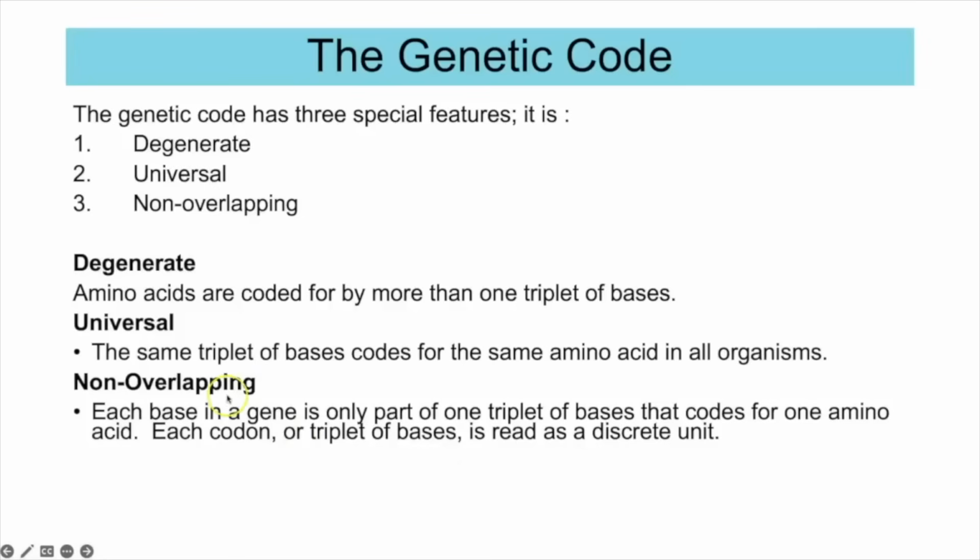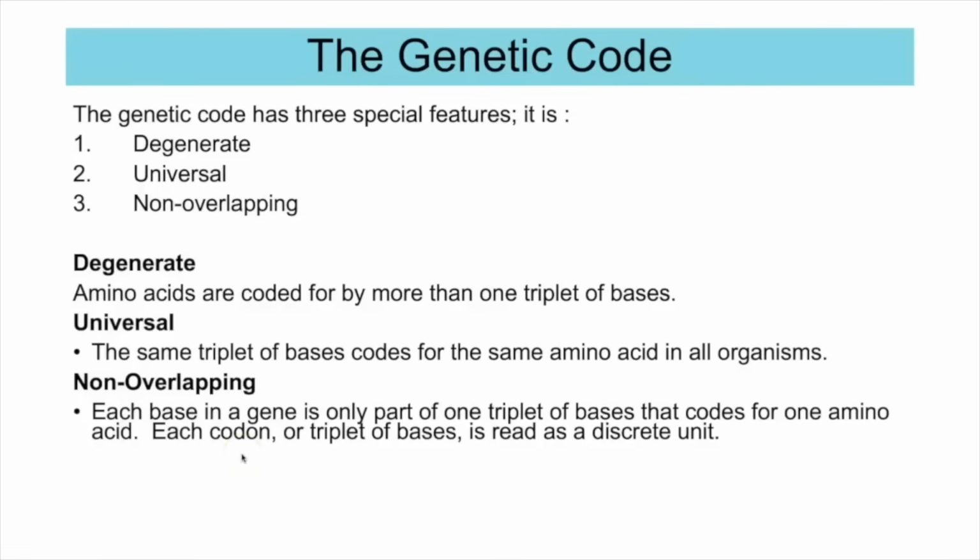Non-overlapping is also advantageous, linking to the concept of mutations. The fact that each base is only part of one codon means that if there was a mutation in that codon, which meant it now coded for a different amino acid, the mutation will only affect one codon. So in your whole sequence of amino acids that get coded for, only one would be incorrect.